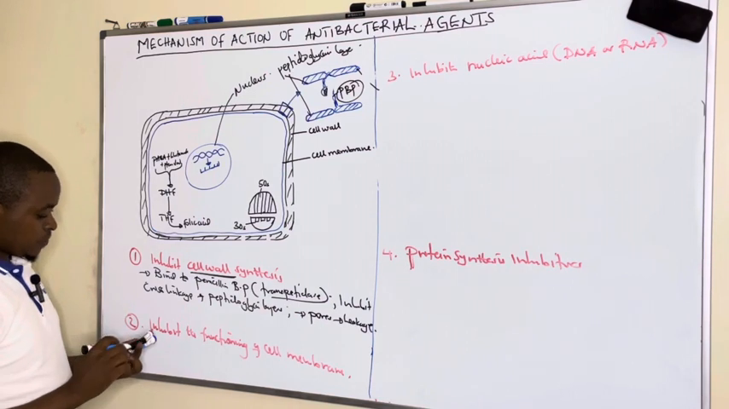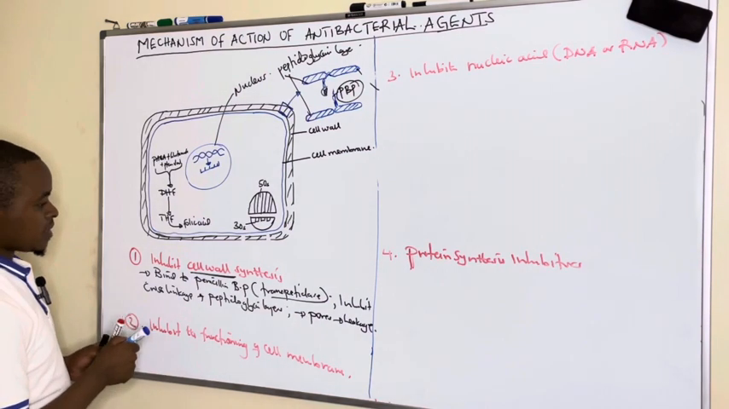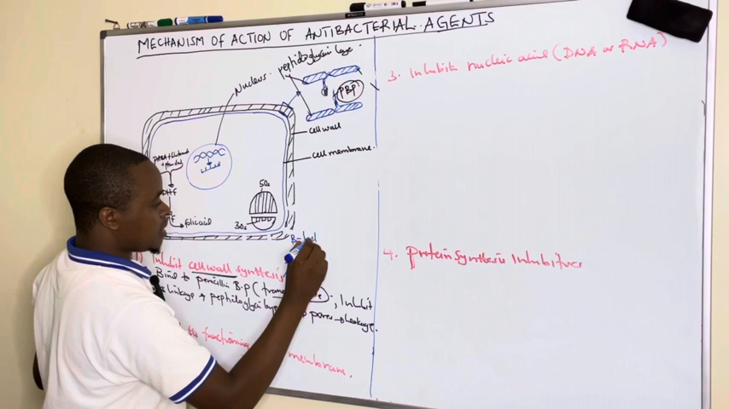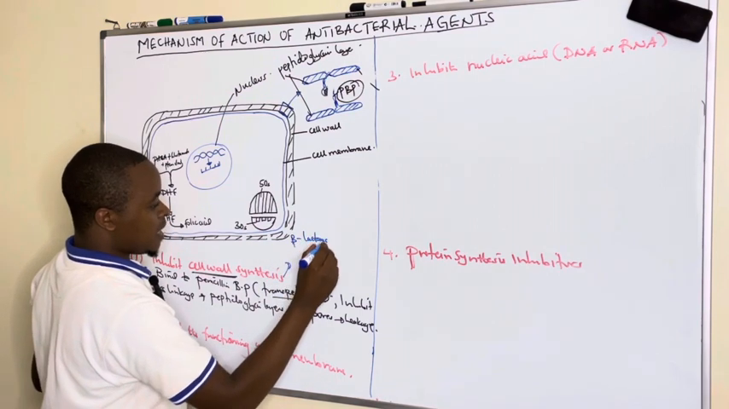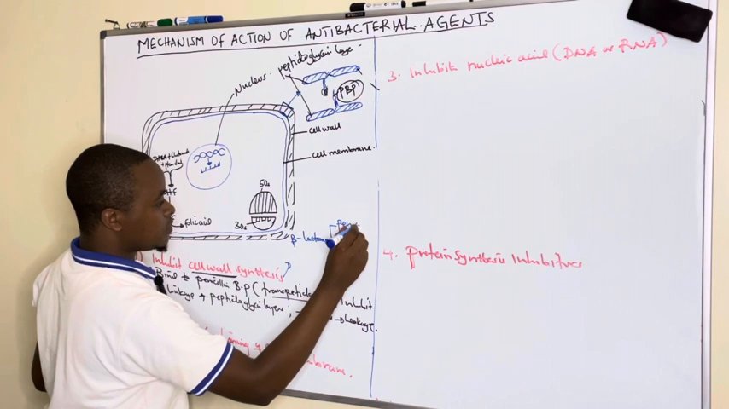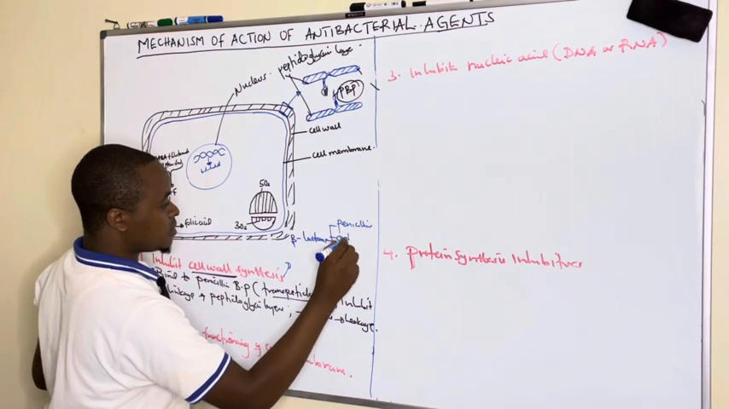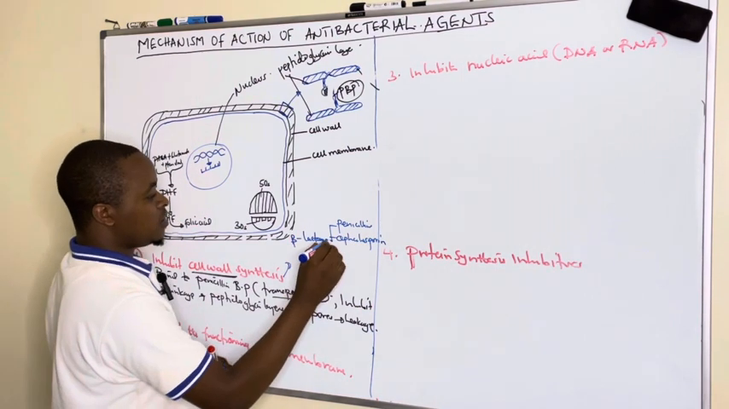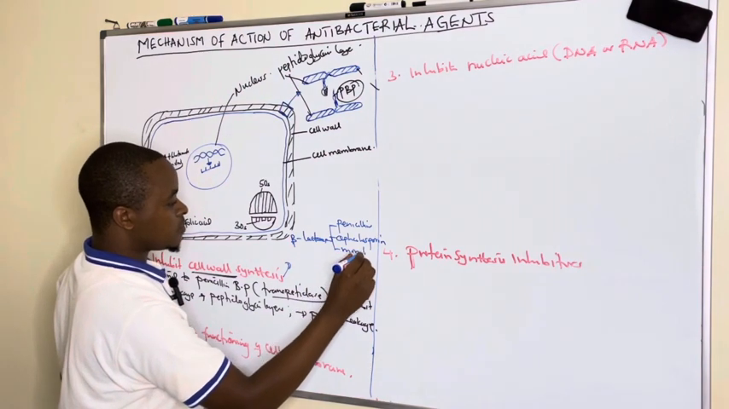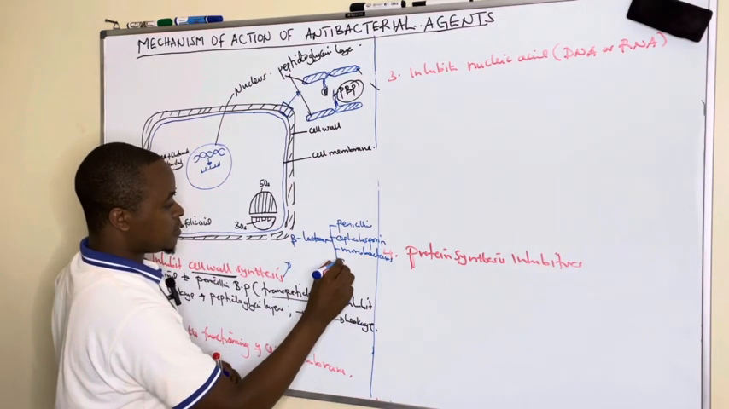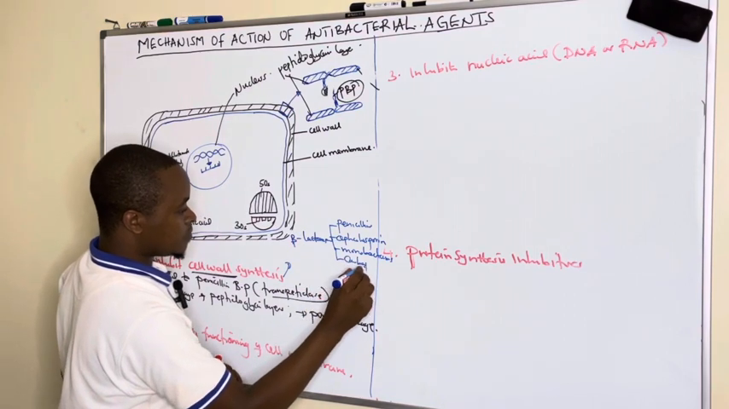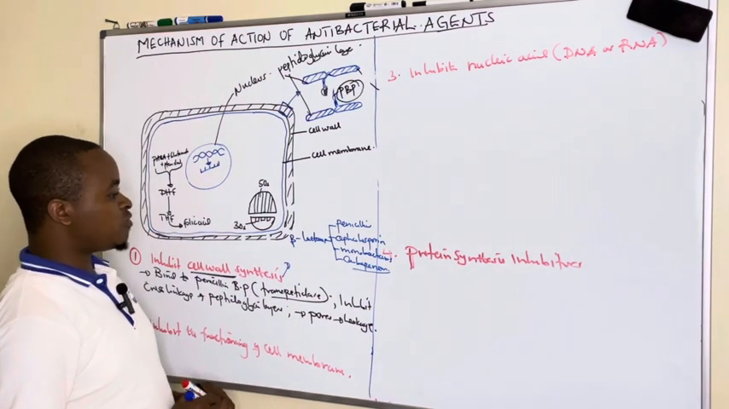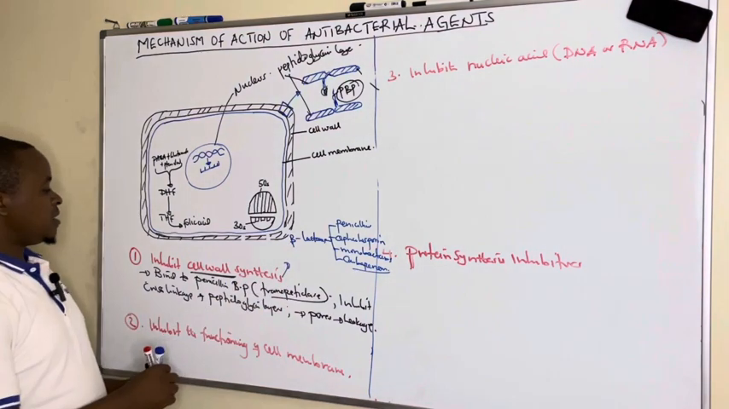And the drugs that inhibit cell wall synthesis include beta-lactams, whereby under beta-lactams we shall see penicillins, cephalosporins, which have different generations, first generation, second generation, monobactams and carbapenems, like imipenem and meropenem, all of which are broad spectrum antibiotics inhibiting cell wall synthesis.